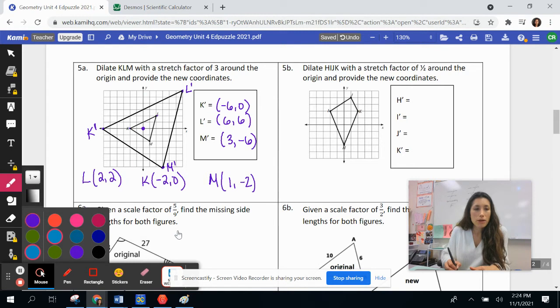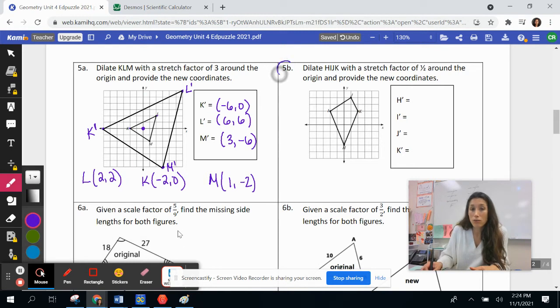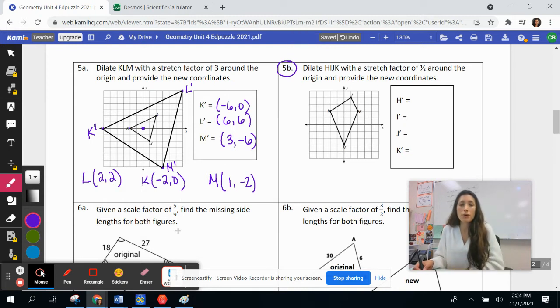Okay, so take a moment, go ahead and dilate or draw the image here. We're going to do it coordinate by coordinate. Okay, so go ahead and tell me, what is the new coordinate for H prime?